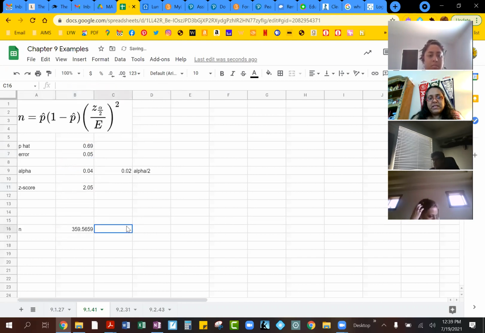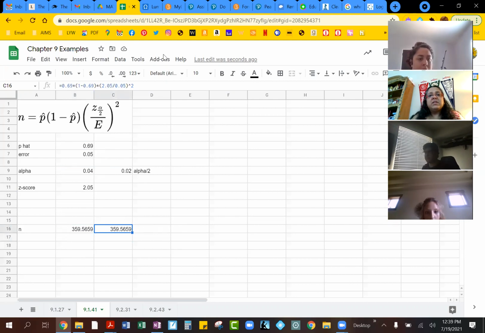And like I said, you can use these with numbers also if you don't want to do the cell. So your p hat is 0.69 multiplied by, again, in parentheses, 1 minus 0.69, multiplied by our fraction now. So the Z alpha sub 2 was 2.05. Divide that by your error of 0.05, and you're raising it to the second power. So you can see same calculation, either use the cells or use the numbers themselves.